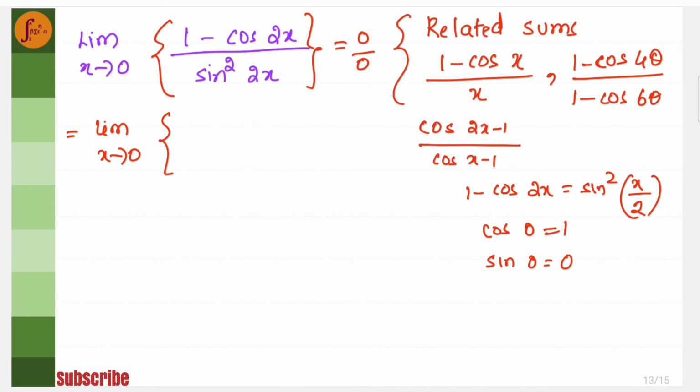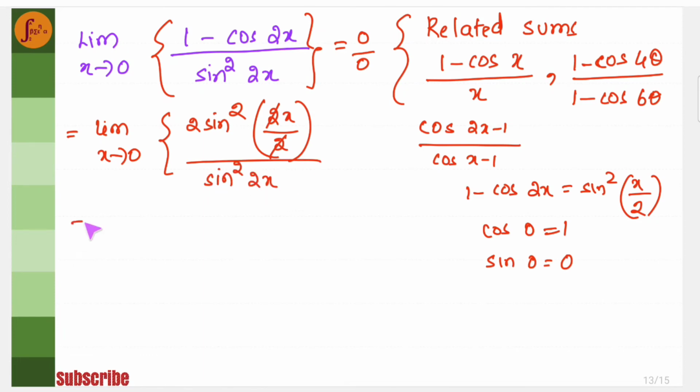Substituting this formula, 1 minus cos 2x is 2 sine square x by 2. x is 2x here by 2. So we'll have to divide by 2. And then we will just copy this. Now we will proceed with sine square 2x. We'll get 2 sine square x by sine square 2x.